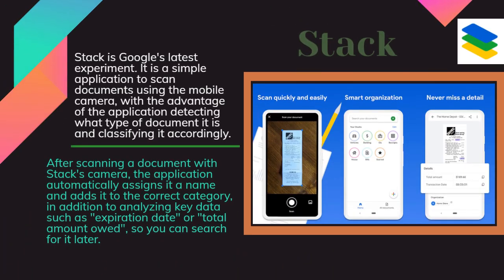Stack is Google's latest experiment. It is a simple application to scan documents using the mobile camera, with the advantage of the application detecting what type of document it is and classifying it accordingly. After scanning a document with Stack's camera, the application automatically assigns it a name and adds it to the correct category, in addition to analyzing key data such as expiration date or total amount owed, so you can search for it later.